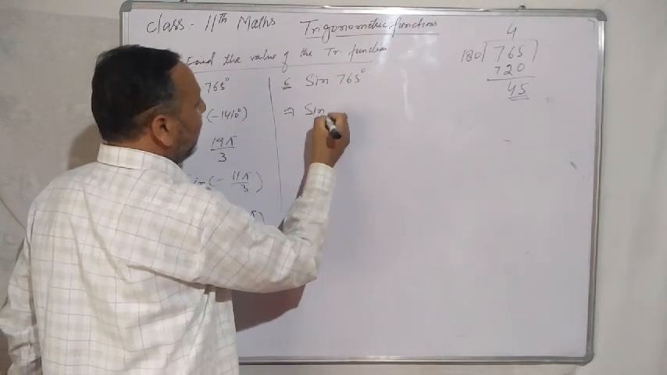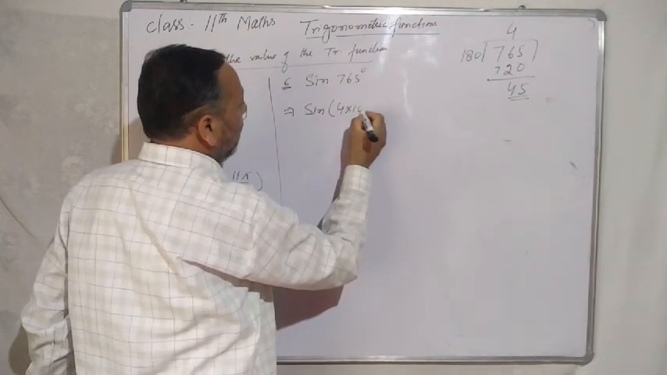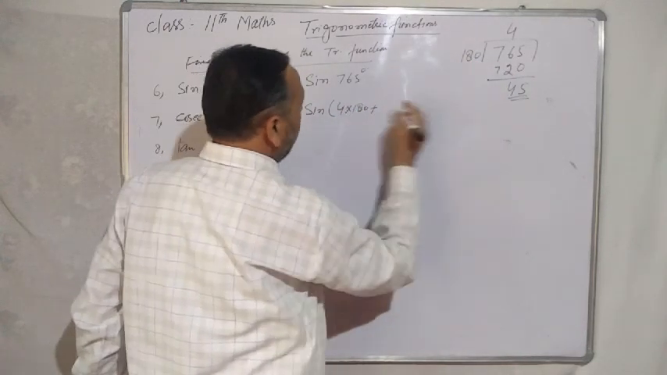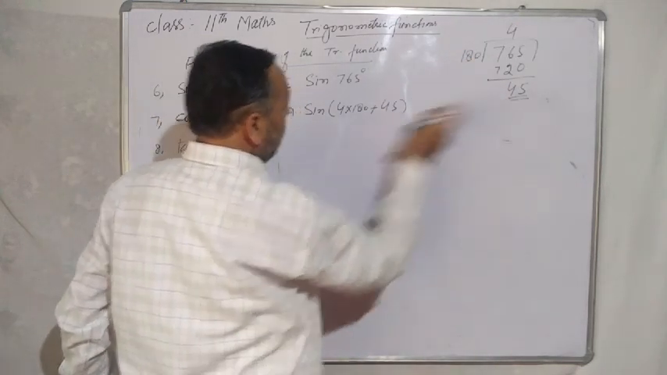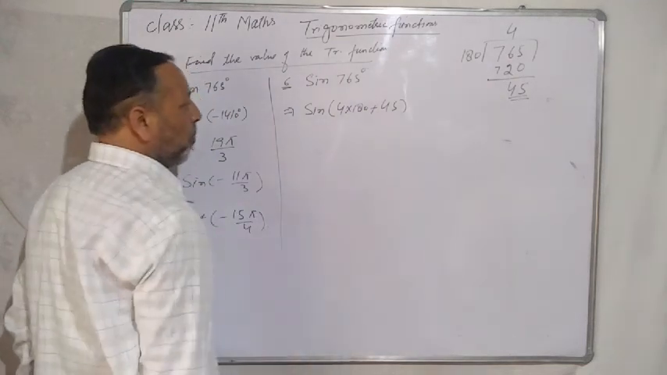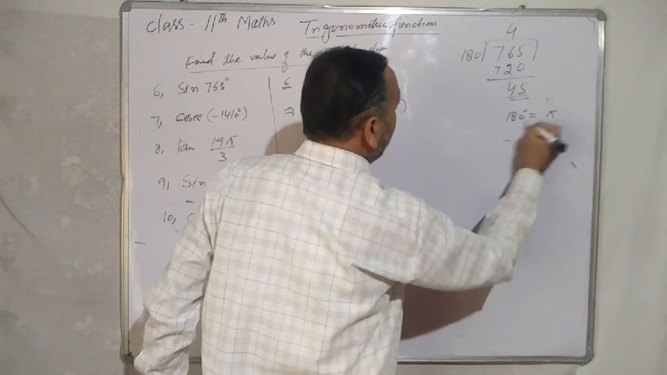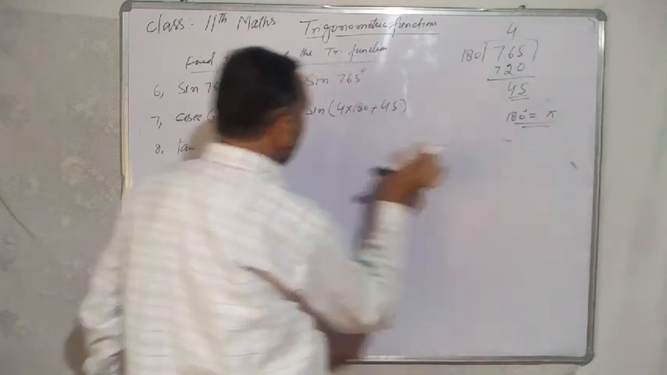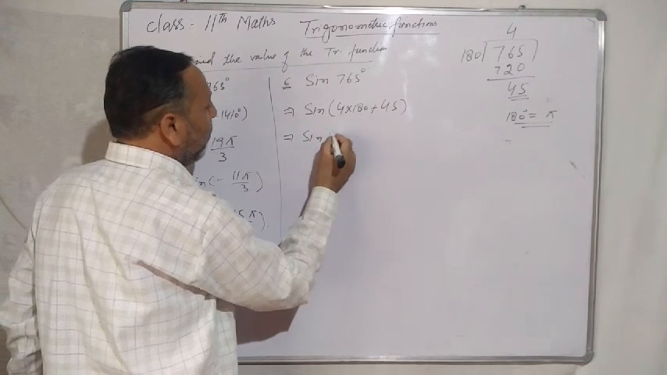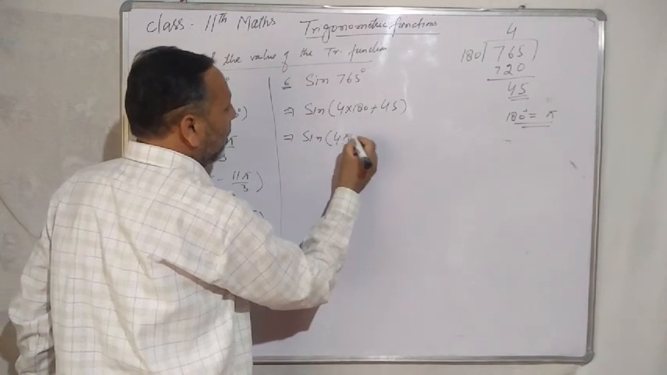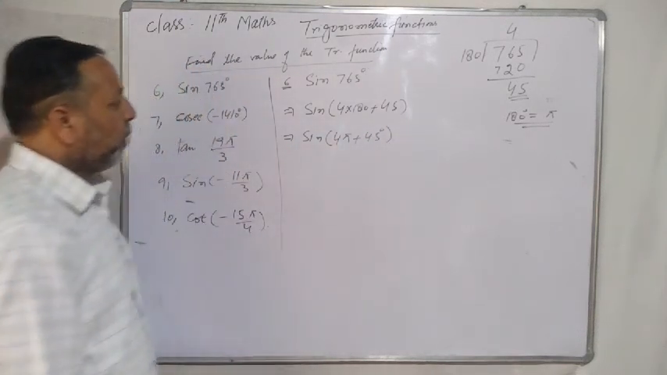It is sine of 4 into 180 plus 45. Divisor into quotient plus remainder. Now we know that 180 degree is also equal to pi. It is sine of 4 pi plus 45.